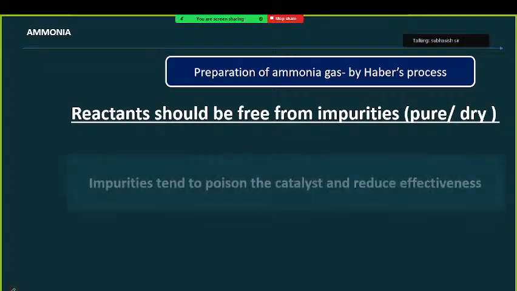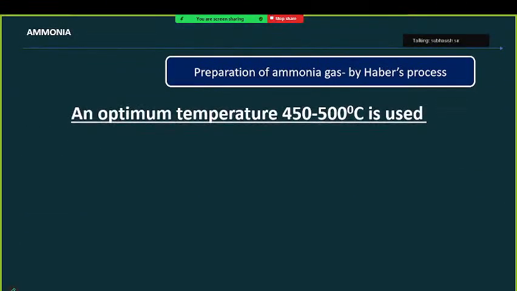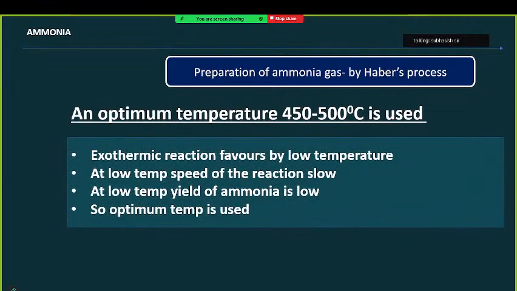Reactants are always taken in the pure form, otherwise the catalyst will not work easily, because in the presence of dust particles or other types of impurities, catalysts do not work. That's why all the initial material should be taken pure and dry. Also, an optimum temperature of around 400 to 500 degrees Celsius is required, because I have already mentioned that if you lower the temperature, then the rate of the reaction will be very slow.